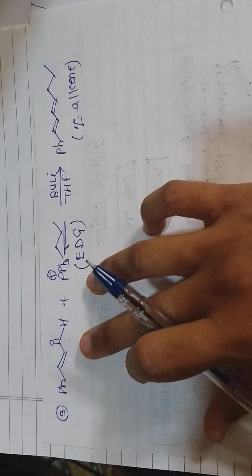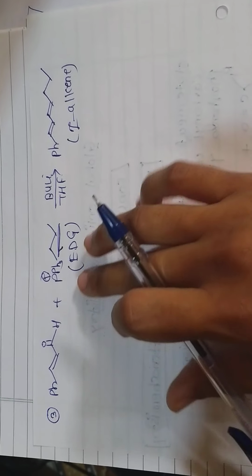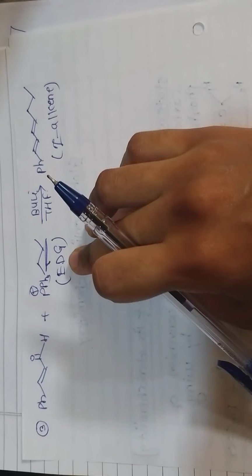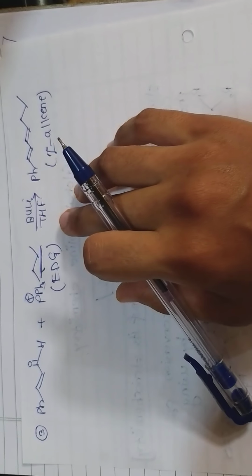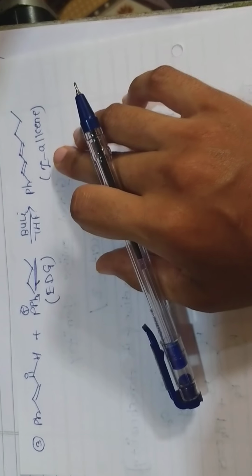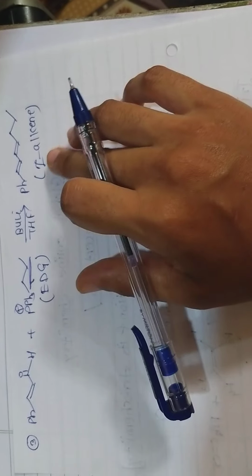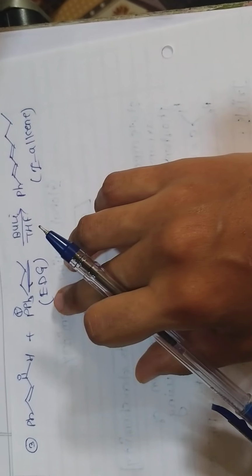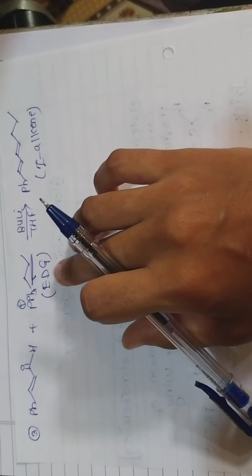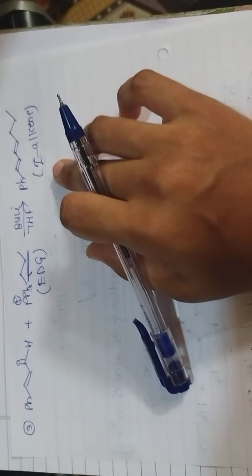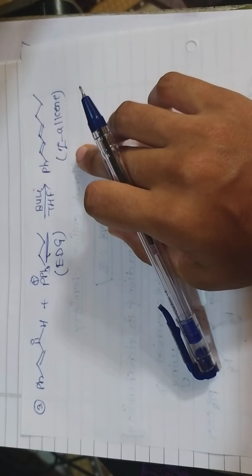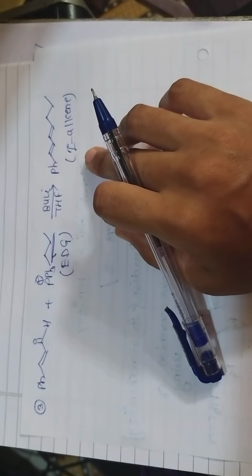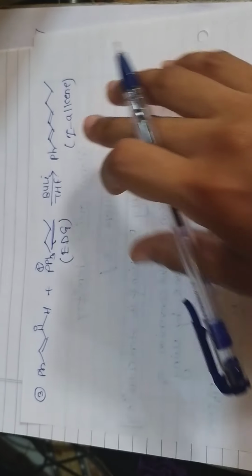Now this is a third example. This is a carbonyl compound and it is going to react with phosphorus ylide having an electron donating group in presence of butyl lithium and temperature. It will give Z alkene as a major product. Phosphorus ylide is attached with an electron donating group, that's why the resulting alkene is Z alkene. This is the simplest way to determine the stereochemistry of an alkene, whether it is E alkene or Z alkene.